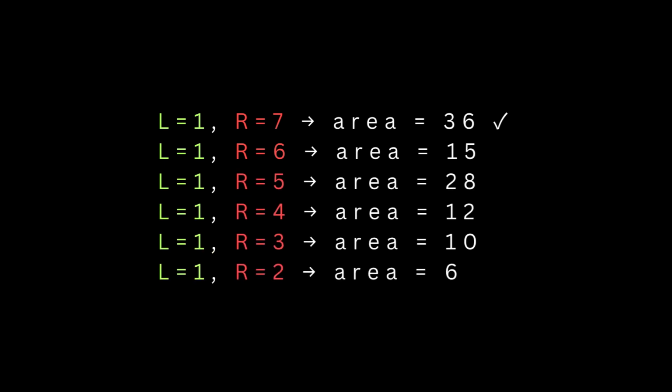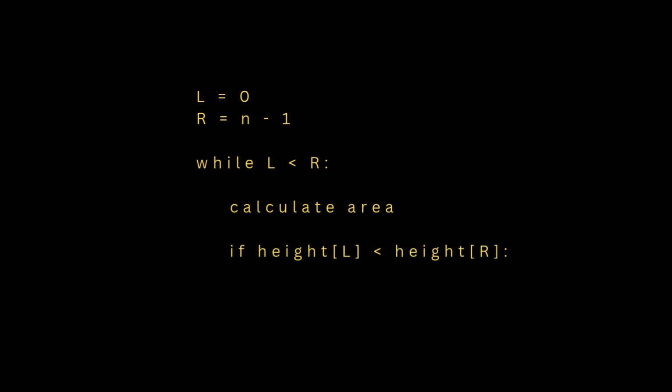We continue until the two pointers meet. The maximum we found is 36. So the algorithm is very simple. Start from both the ends and calculate the current area. If the left line is shorter, move the left, otherwise move the right. Keep track of the maximum area.